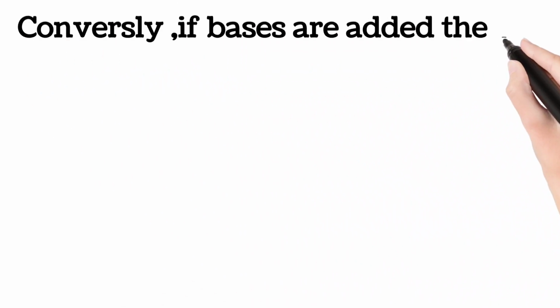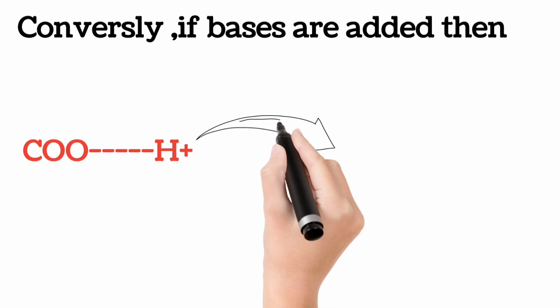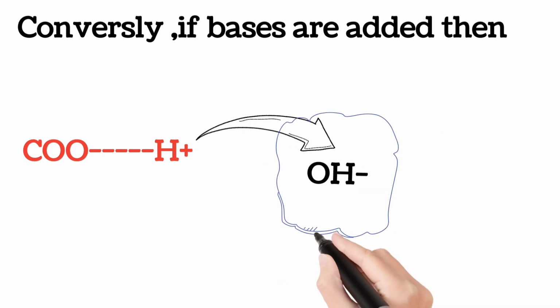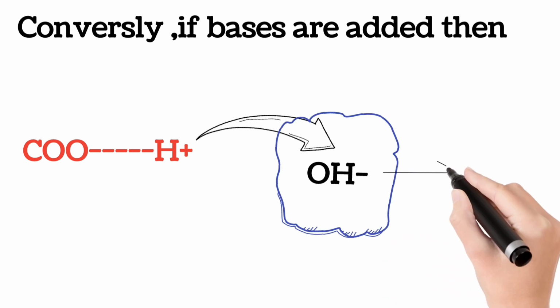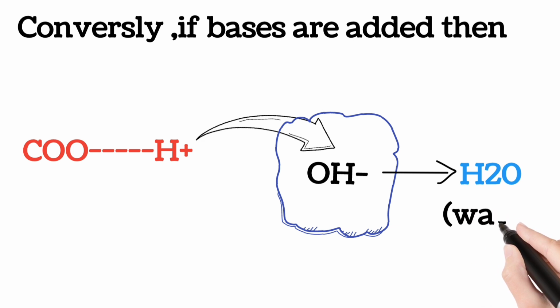Conversely, if bases in the form of hydroxyl ions are added to the body, then the hydrogen ion of the carboxyl group will be donated to the hydroxyl ion, and this will form water, thus neutralizing the change in the pH.